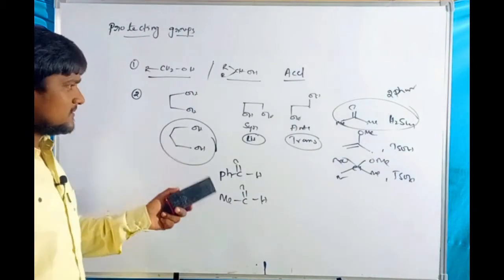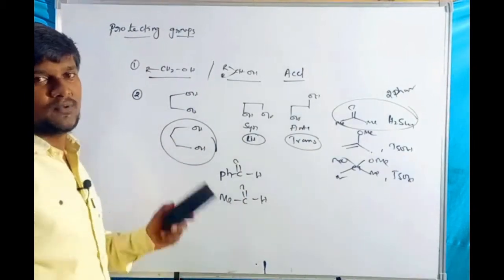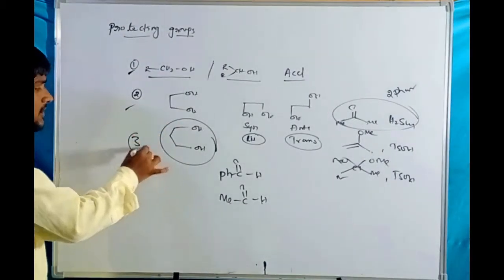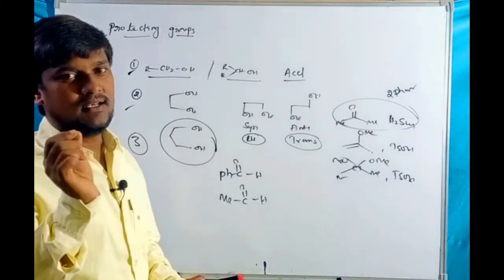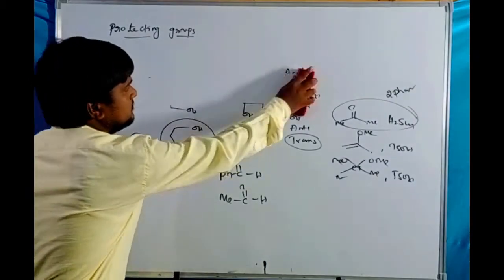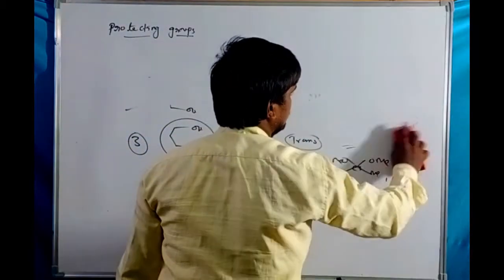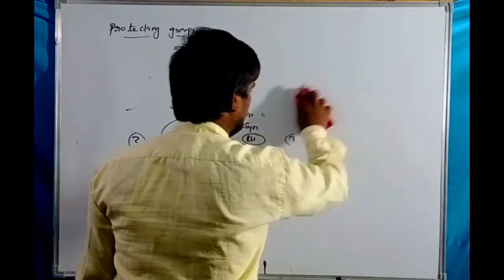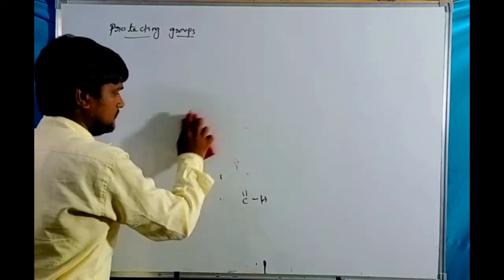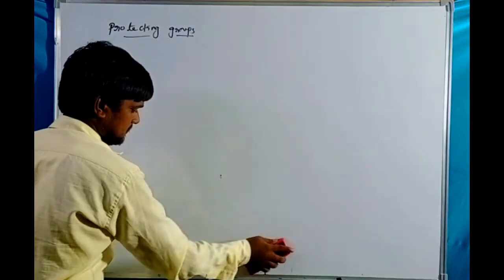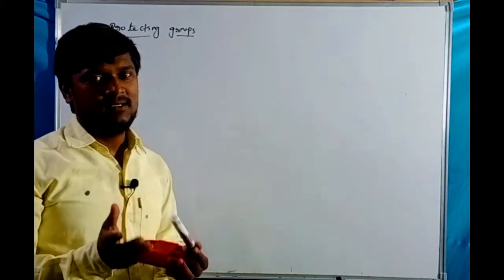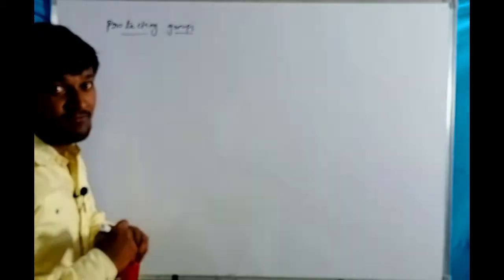This is the basic introduction of protecting groups of carbohydrates. Now let us discuss the first, second and third, one by one, with very clear-cut examples. Let us discuss our first example, that is protection of primary alcohols.